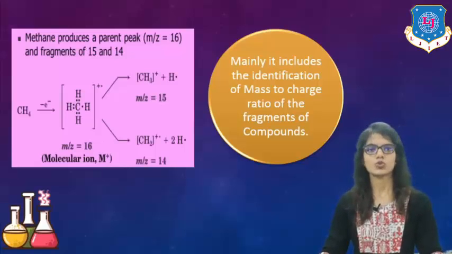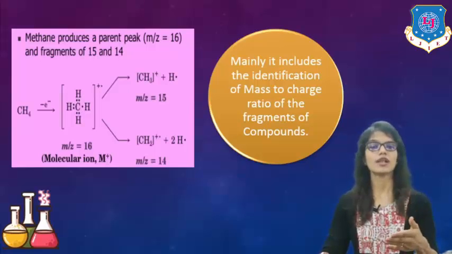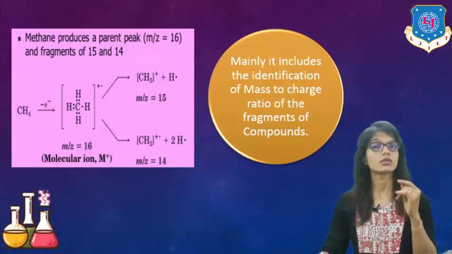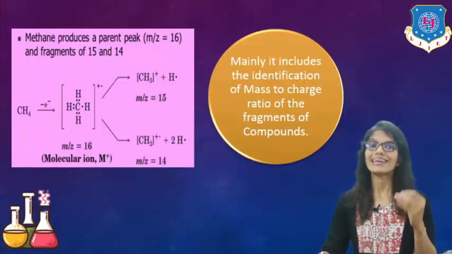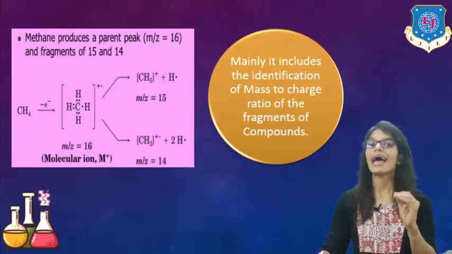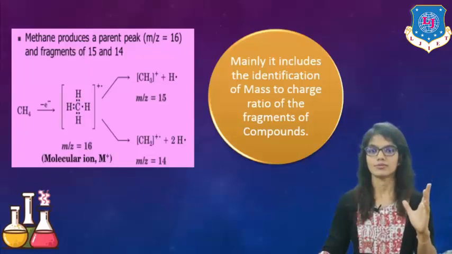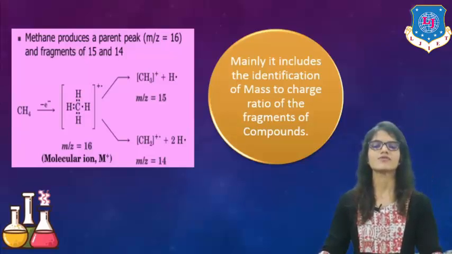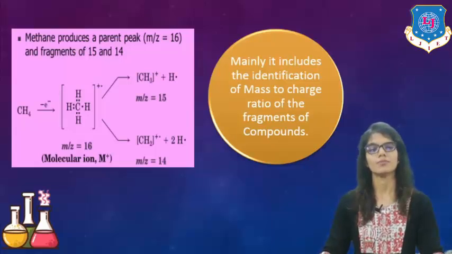Okay. So in the first one, we will have CH3+ plus a hydrogen radical. While in the second one, we will get CH2+ plus 2 hydrogen radicals. Okay. So the first one has a mass to charge ratio of 15, while the second one will have a mass to charge ratio of 14. These two fragments are identical to methane. It's not possible for any other compound. Okay. So in this manner, these fragments give the identification of our particular compound.